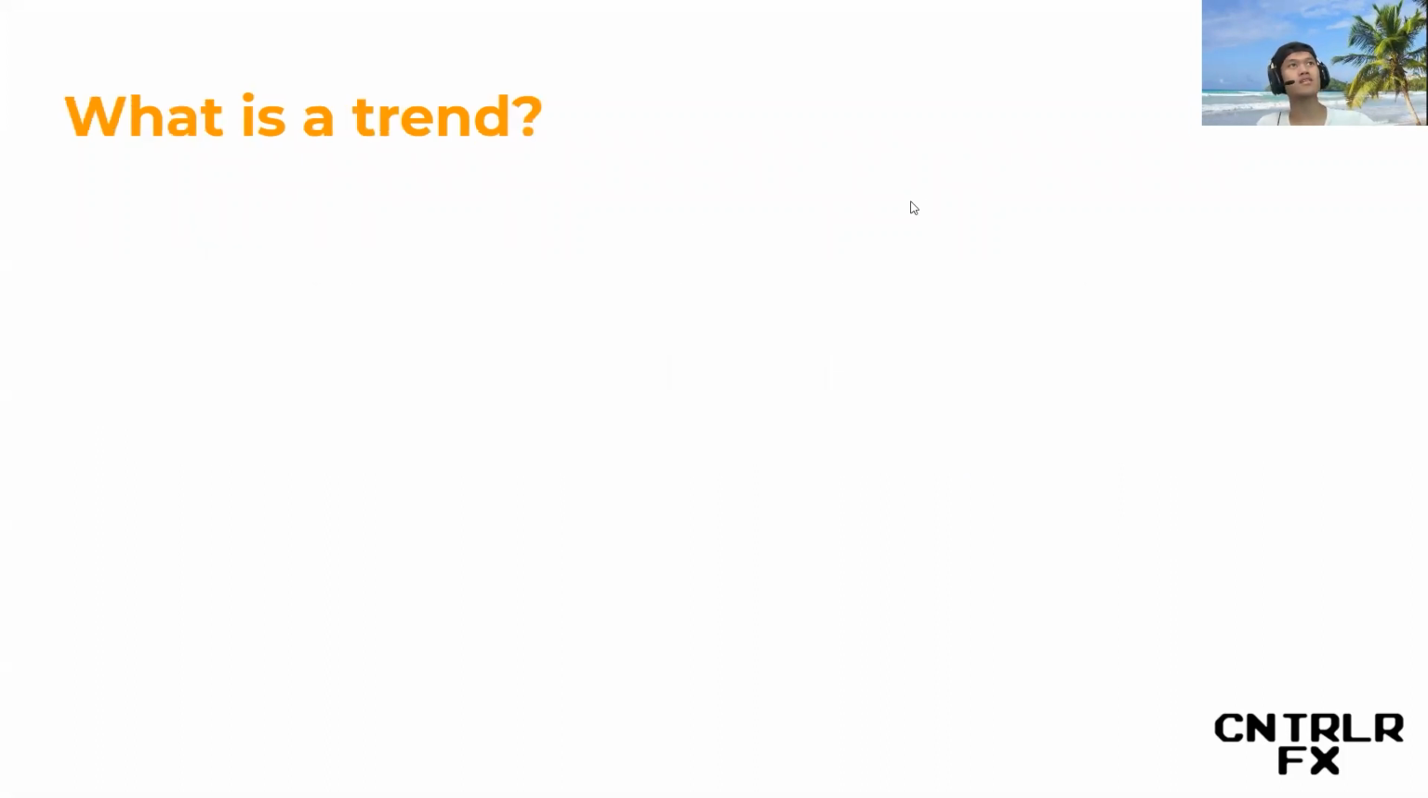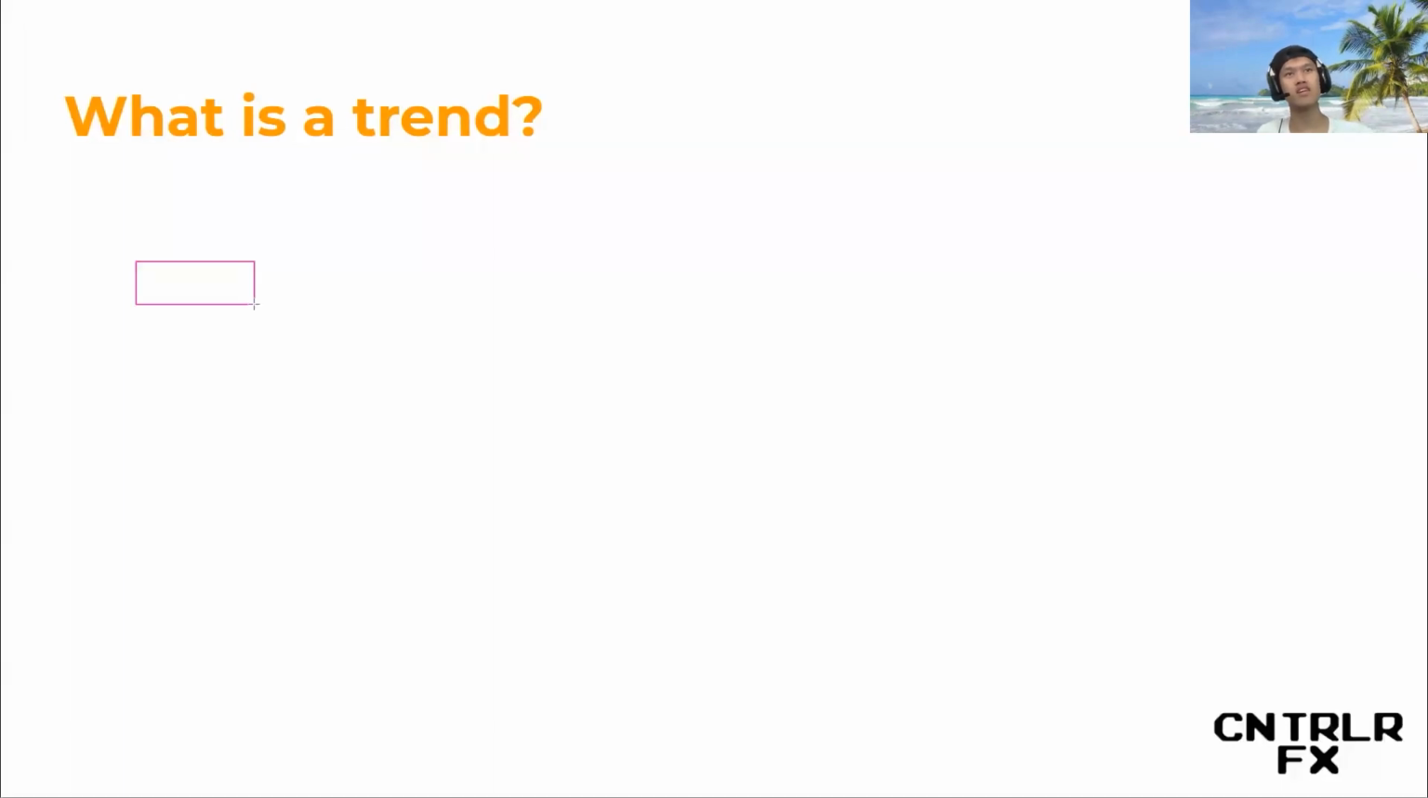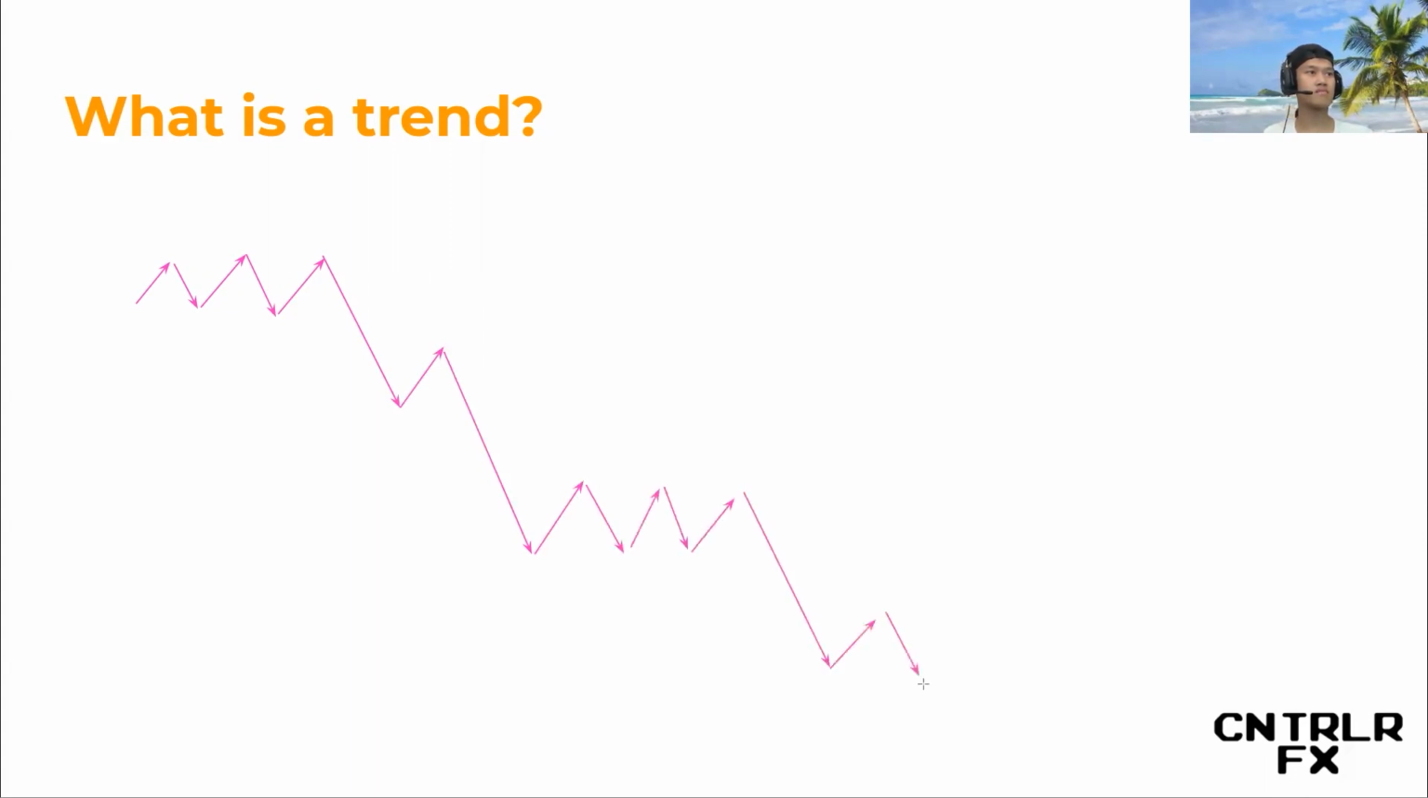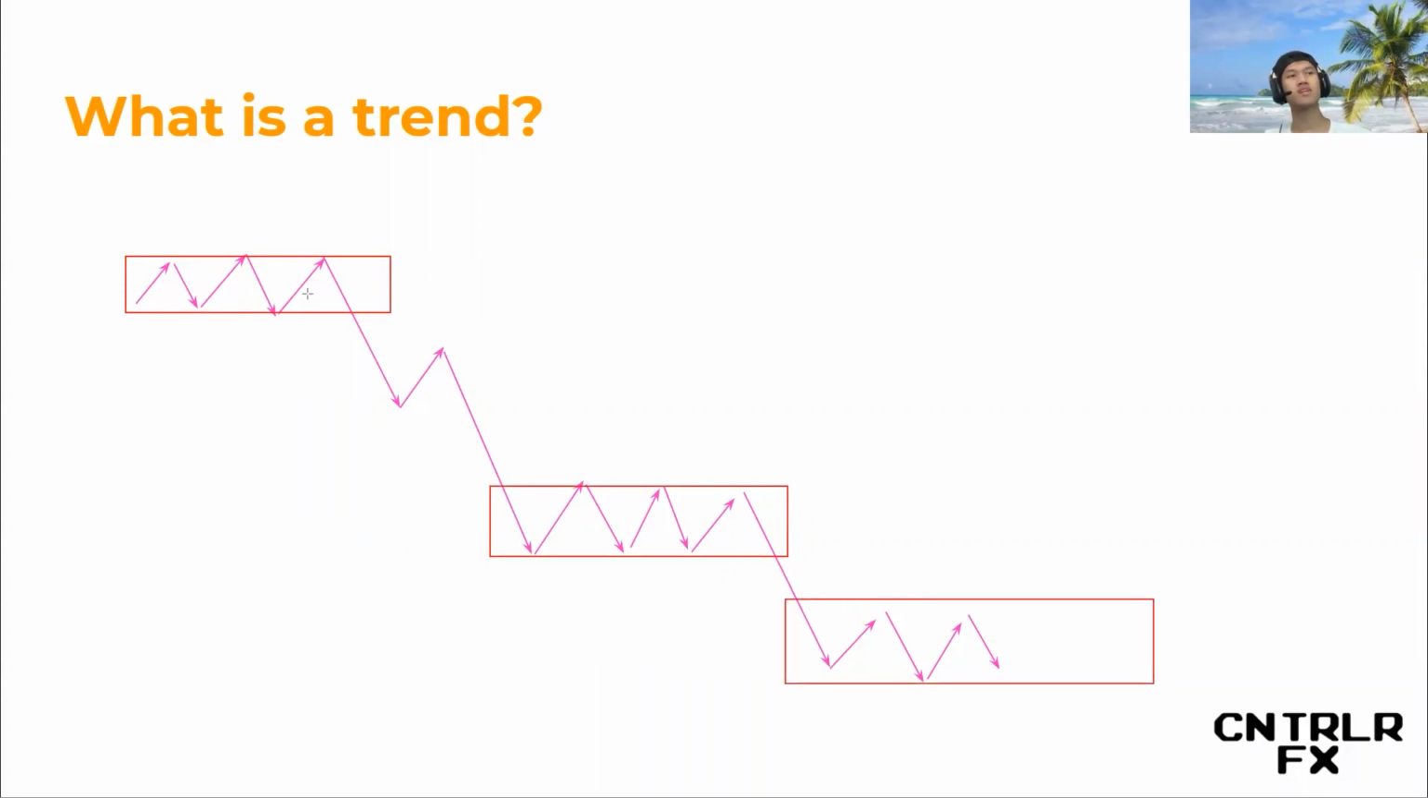All right. So what is a trend? A trend in the forex market is going to be something like this. You have a little consolidation, then you have a breakout. Consolidation. Breakout. Alright, so to make it simple, it'll look like this: consolidation, breakout, consolidation, breakout, consolidation. This is a downtrend, obviously, right? So an uptrend is obviously the same thing but reversed, right?